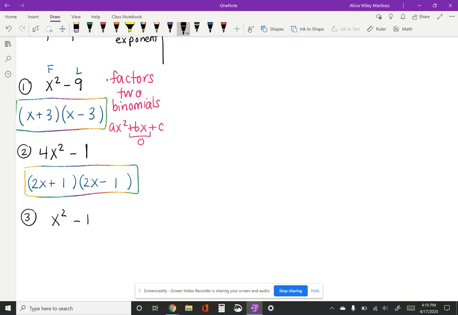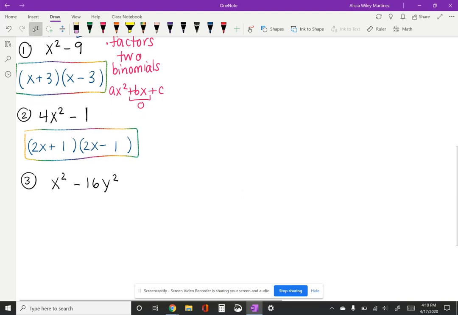x squared minus 16y squared. Pause this video and give this one a try. You should have recognized this as a difference of two squares. It is two terms with a minus in between, and everything in the problem, variables, numbers, are all perfect squares. So splitting it up, you know it's going to split up where one parenthesis has a plus sign and one has a minus sign. The way you split up x squared will be x times x.